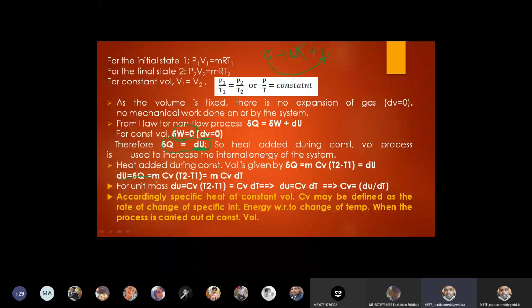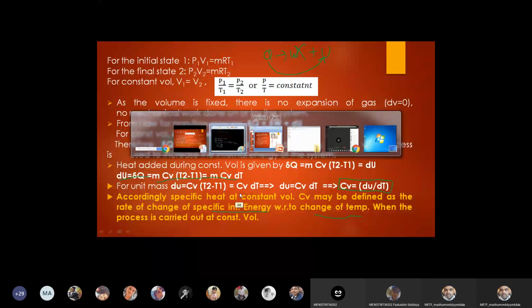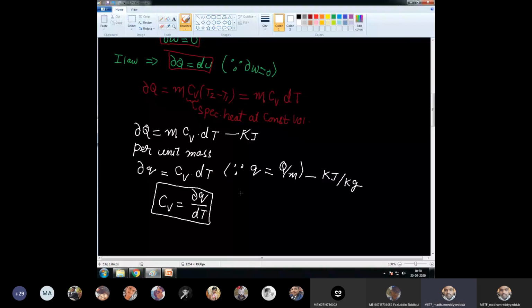Therefore, I can define Cv is equals to dU by dT. Accordingly, specific heat at constant volume may be defined as the rate of change of specific internal energy with respect to change of temperature. This is also written as du by dT. Dou Q is nothing but dU for constant volume process, agree?